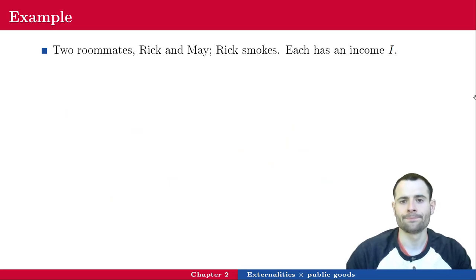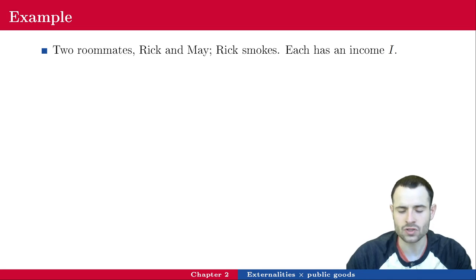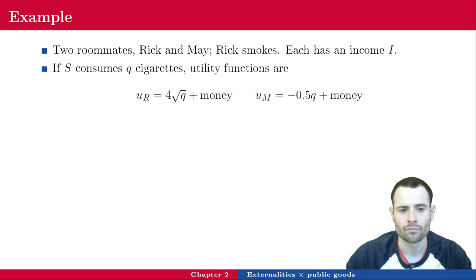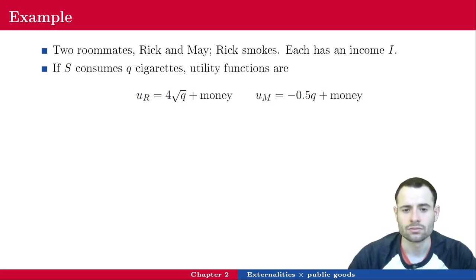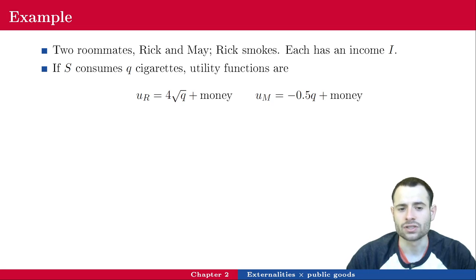Let's make a model. Okay, let's put some numbers on those graphs. So imagine you have two roommates, Rick and May. Rick smokes. So if he's a smoker, you can already see it coming. It is going to be a negative consumption externality. Imagine they each have an income equal to I. If Rick consumes Q cigarettes, here are the utility functions.